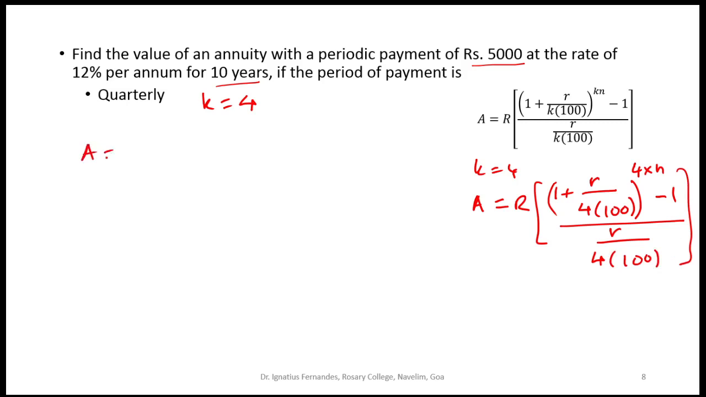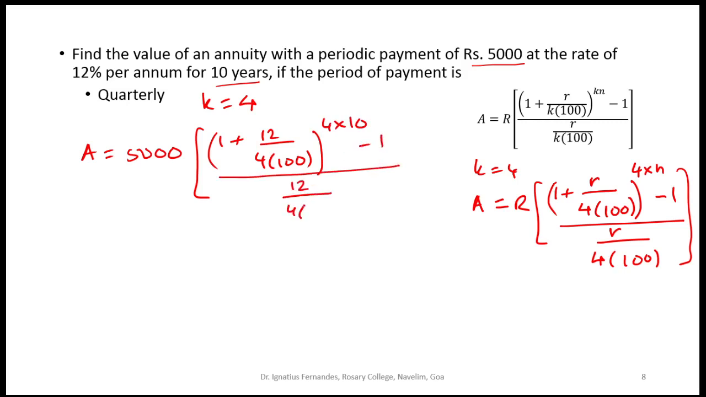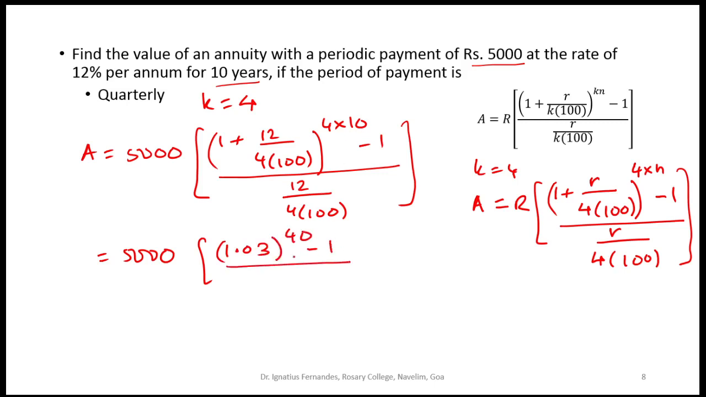So in this case here, periodic payment is 5,000, into 1 plus rate of interest is 12 upon 4 into 100, this raised to 4 into 10, N is equal to 10, minus 1 divided by 12 upon 4 into 100. So this will be equal to 5,000 into 12 upon 400 is 0.03 plus 1. So it will be 1.03 raised to, this will be 40 minus 1 divided by 0.03.